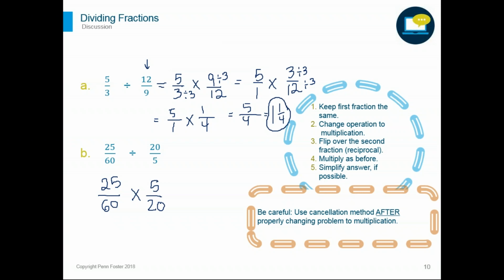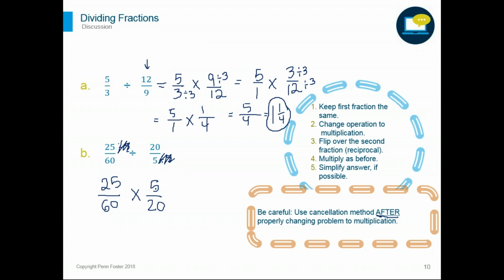Now, one common mistake I have to point out before I proceed is that I have seen in the past students eliminate the 5s from the 25 and the 5 with the division sign there. This is not correct. We have to use the cancellation method after we change the problem to multiplication. So we cannot do over 5 and over 5 at this point. We have to change the problem properly to multiplication in order to use the cancellation method. We cannot use it before that.